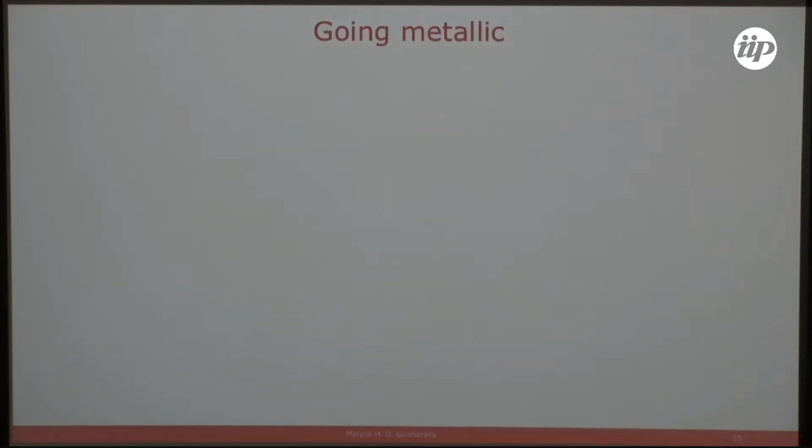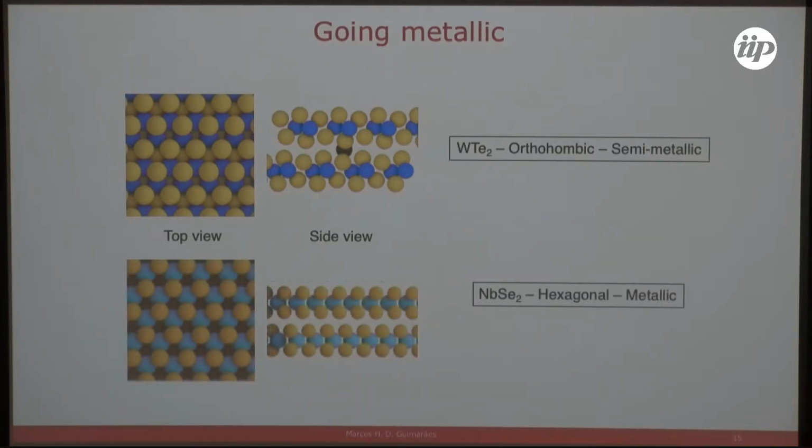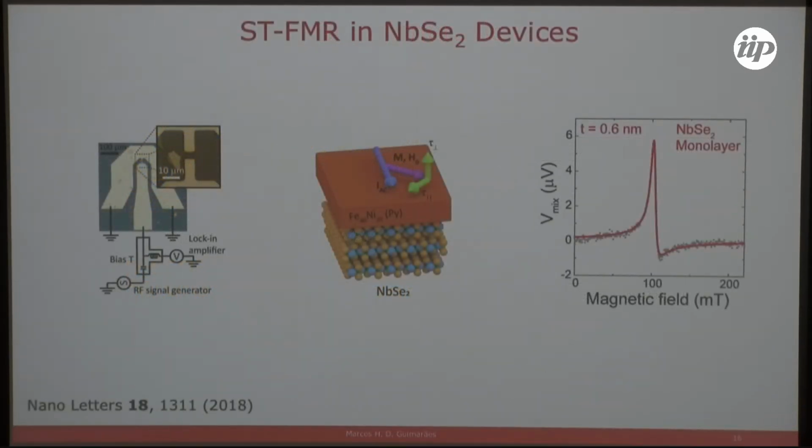So what about going metallic then? We started with tungsten telluride, which is an orthorhombic and semi-metallic material. Now we move to niobium diselenide, which is hexagonal and metallic. The hexagonal structure has a higher symmetry, with a C3 rotation along the z-axis, so we would expect that these weird torques that are allowed in tungsten telluride would be absent there. But at least it has a very high spin-orbit coupling, higher than tungsten telluride, and a much higher conductivity. So we play the same trick.